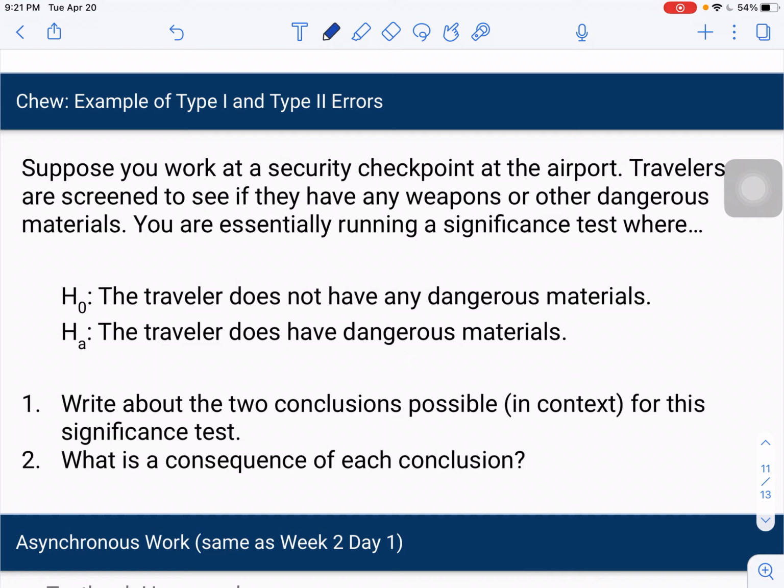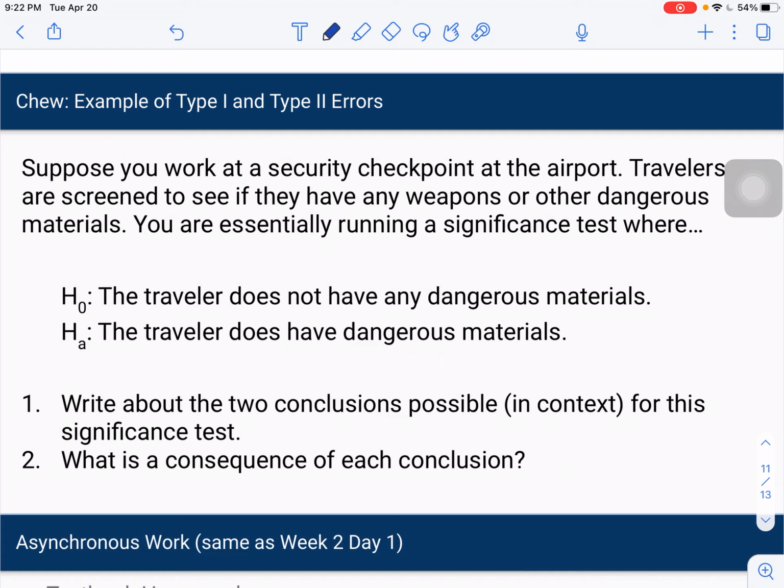So you are essentially running a significance test where, now the null and alternative here don't have any numbers, so this isn't technically what we'd be doing, but we can think about it in terms of what's going on here. So the null hypothesis is that the traveler does not have any dangerous materials, and the alternative is that the traveler does have dangerous materials. So number one, you're going to write about the two conclusions possible in context for the significance test, and then what is a consequence of each conclusion.